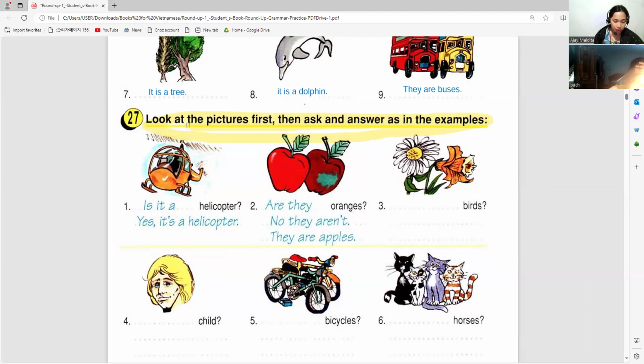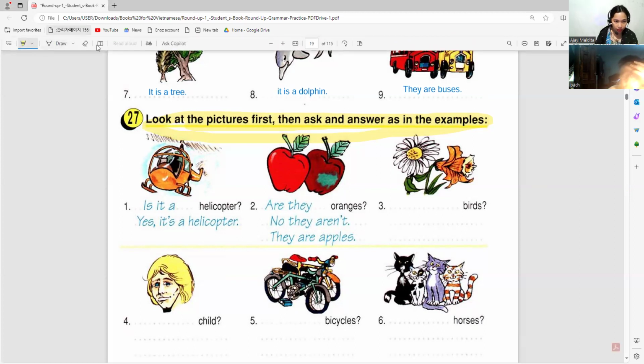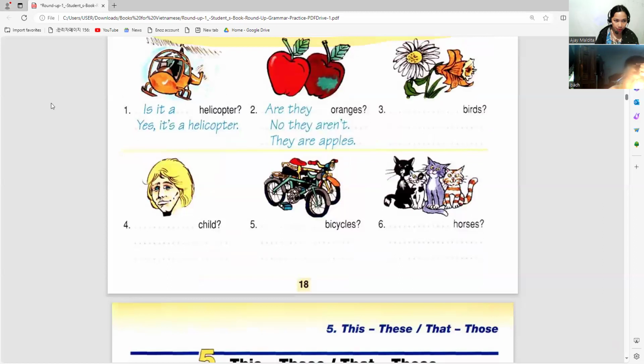Ask in an example. Okay, so number one, it is a helicopter. You can say also, are they a bird? Not they. Okay. Are they a flower? Okay, they are flowers. Number four, what's your answer?